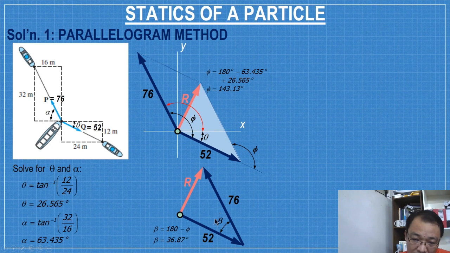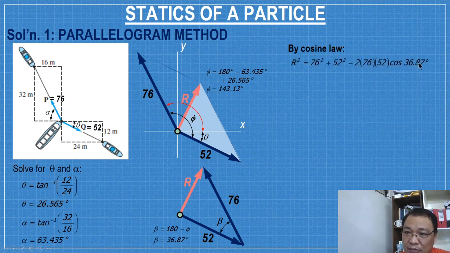So, we now have the value of beta, we can solve using cosine law. So, cosine law, we have this one. And then compute and get the square root of the magnitude. And then next is to solve for this angle. After solving for this, we will just subtract theta to get the direction of R. So, okay. Let's use gamma. So, to solve for gamma, okay.